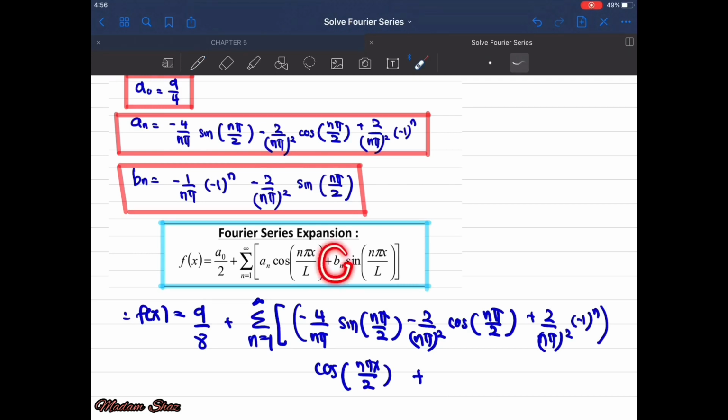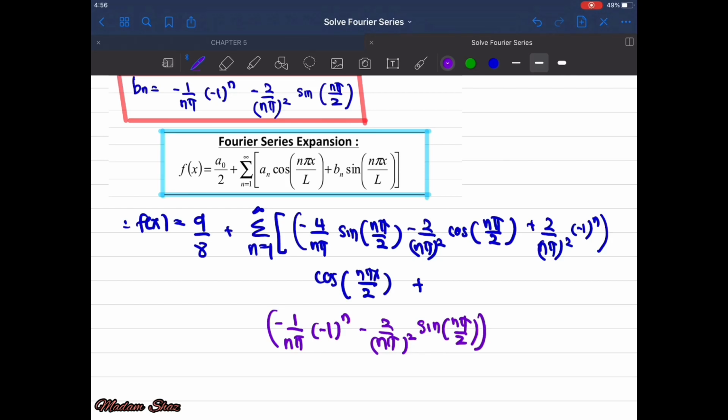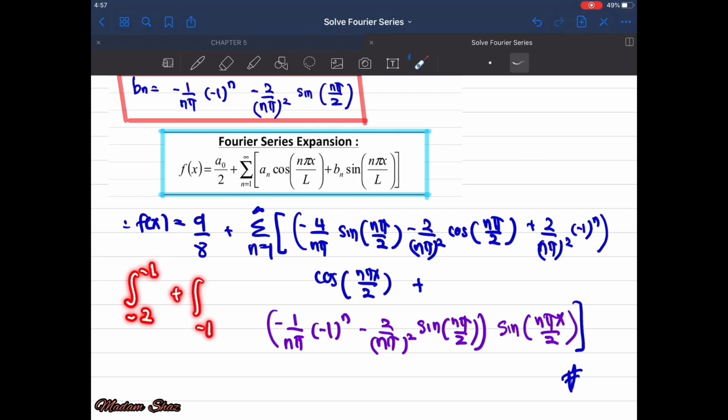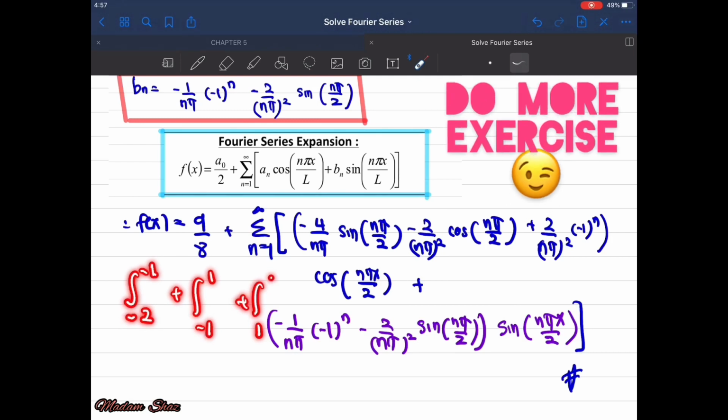Plus with the bn, substitute all the value of the bn here. Make it in bracket, multiply with the sine n pi x over L. Sine n pi x over 2. So close the bracket for the front here. So this is the Fourier series expansion for this example. So if you can see, this example is a very long calculation because you have to integrate for 3 parts, whereby you have to integrate from negative 2 until negative 1, plus negative 1 until 1, plus 1 until 2.